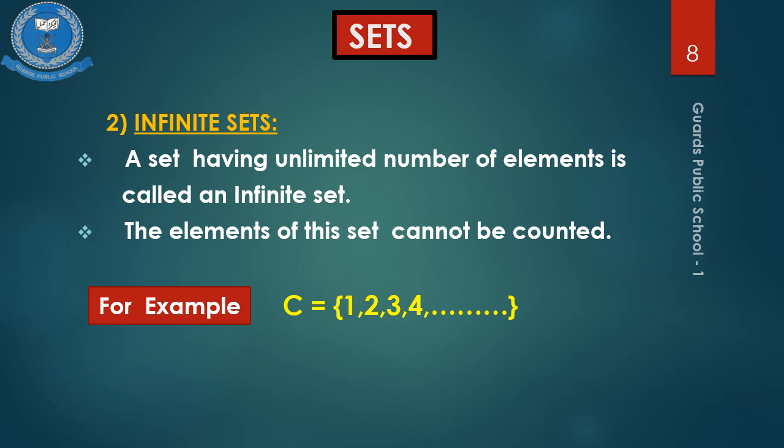Now look at another example: set of all possible even numbers. As we know, even numbers are 2, 4, 6, 8, 10 and so on. So we will write like this: capital B, that is your notation, is equal to curly bracket 2, comma 4, comma 6, comma 8, comma 10, comma, then we will put dots and then curly bracket close. Again, these dots represent that the set is infinite and the elements are uncountable.